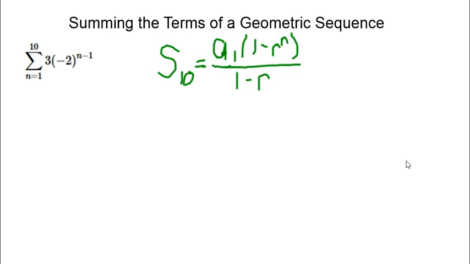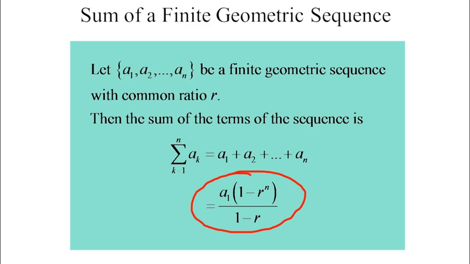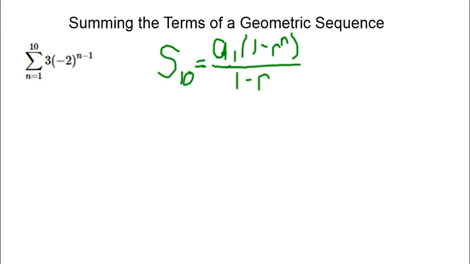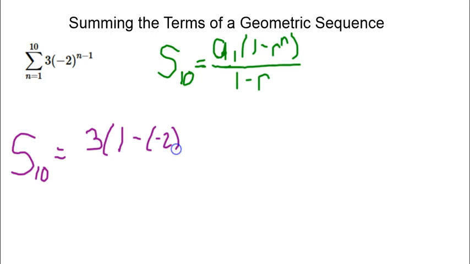In the last example, we're summing the terms of a geometric sequence, lower limit of 1, upper limit of 10. The initial term is 3, the common ratio is -2. Since this is a finite geometric sequence, we're going to use the expression we referred to before. So the sum of the first 10 terms in this sequence is going to be equal to a sub 1, which is 3, times the quantity of 1 minus -2 raised to the n power, which is 10. That's all divided by 1 minus r, 1 minus -2.